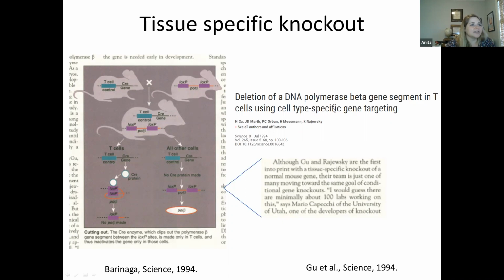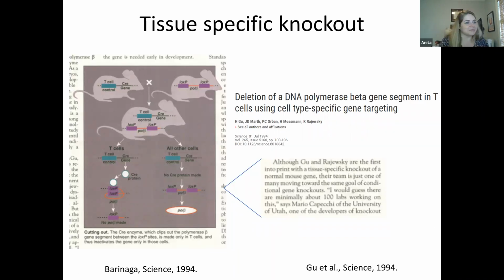This is just one of those things that I find fascinating, looking up these old papers. It says that although these were the first in print with a tissue-specific knockout, about 100 labs were working on them. I can just imagine what it would have been like to be a molecular biologist in the early 90s. It must have been insane competition at the time, because this was not the only thing they were doing.